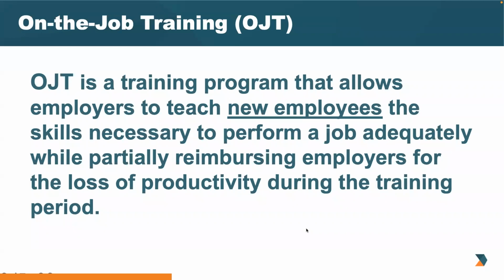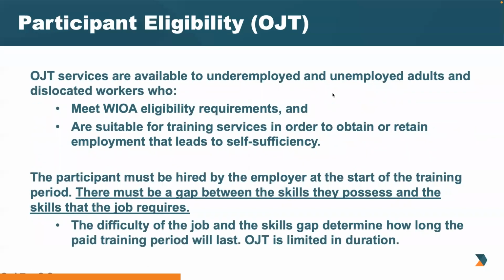Next, we have on-the-job training. OJT is a training program that allows employers to teach new employees the skills necessary to perform a job adequately, while partially reimbursing employers for the loss of productivity during the training period. OJT services are available to underemployed or unemployed adults and dislocated workers who meet WIOA eligibility requirements and are suitable for training services in order to obtain or retain employment that leads to self-sufficiency.